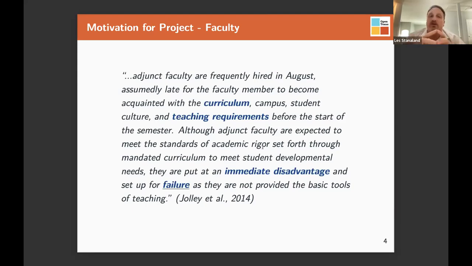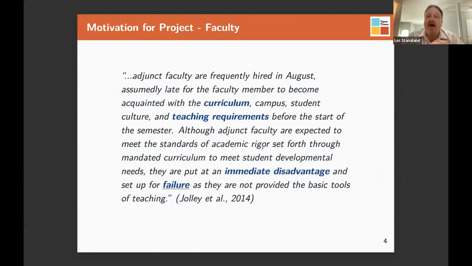So what if we could use OER to create an entire course full of content with textbook chapters, assessments, and discussion boards, and give that to the brand new faculty member and say, here you go. Yes, you can change what you want. You can add, subtract, but a lot of the work has now been done for you. And we felt that that would be a tremendous benefit for faculty.